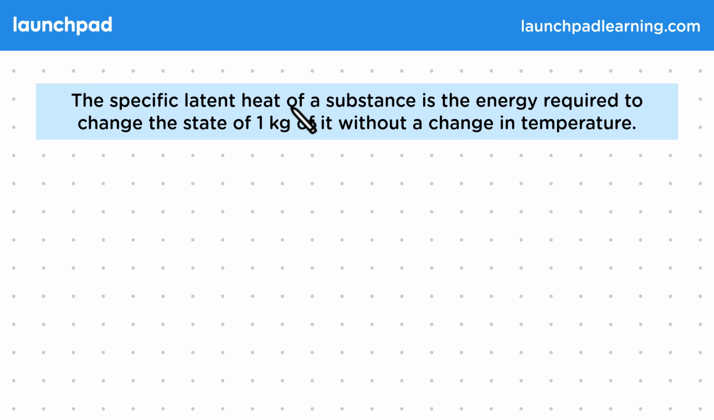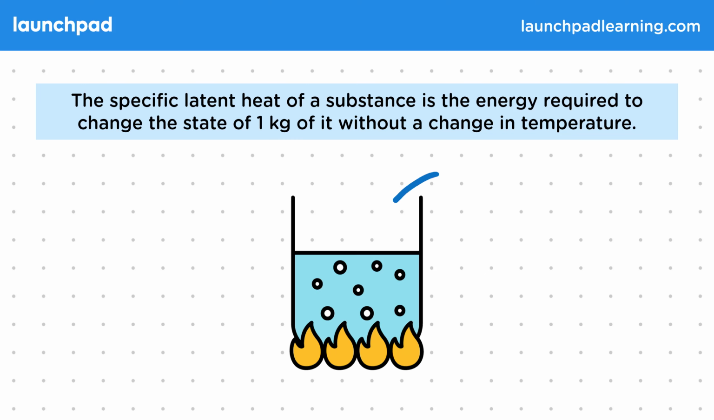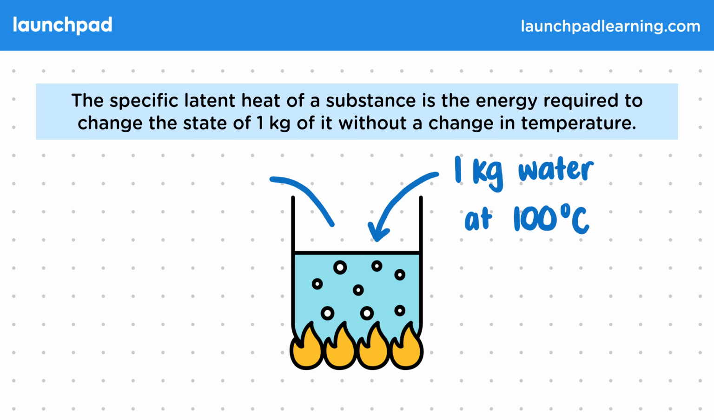The specific latent heat of a substance is the energy required to change the state of 1 kilogram of it without a change in temperature. So for example, if we have 1 kilogram of water at 100 degrees Celsius, the water boils. The amount of energy needed to boil the water tells us the latent heat.